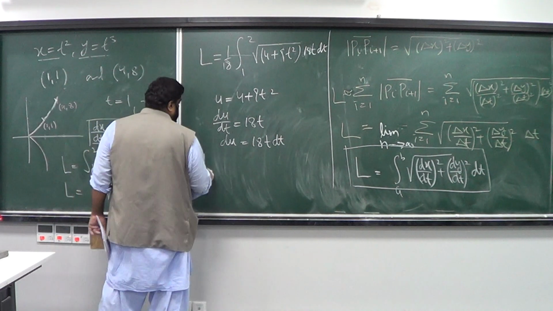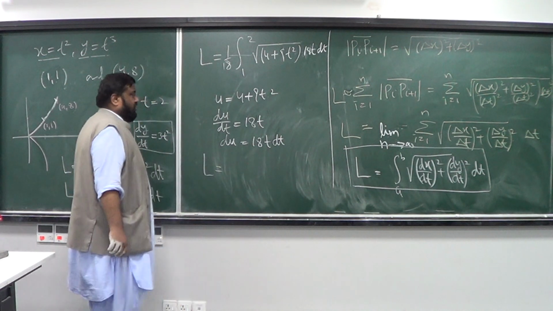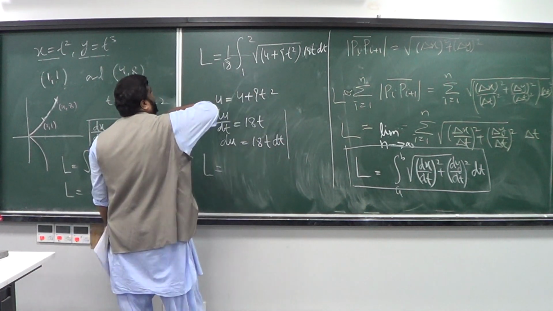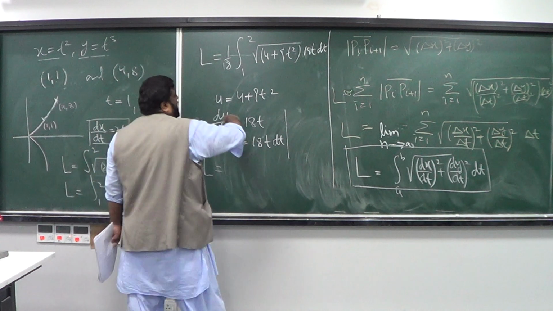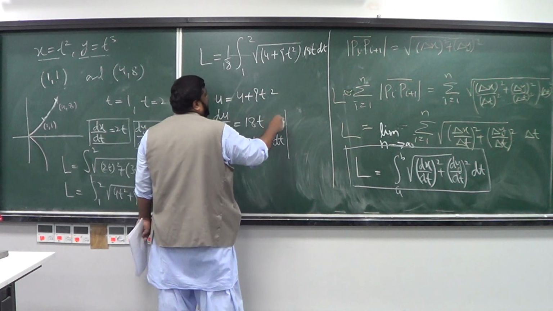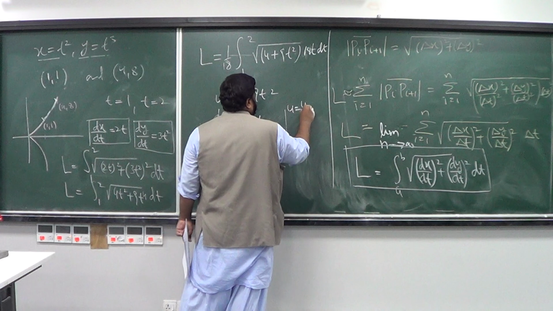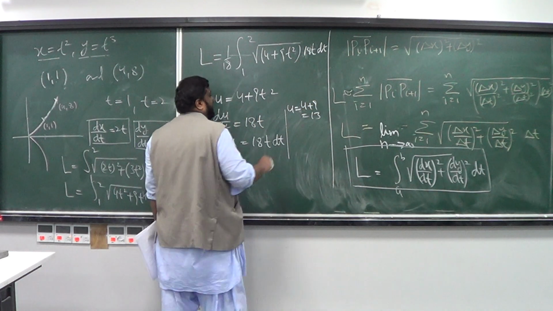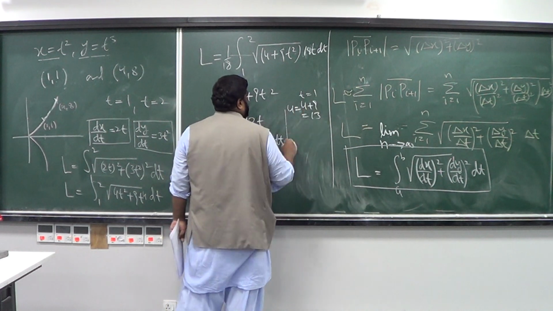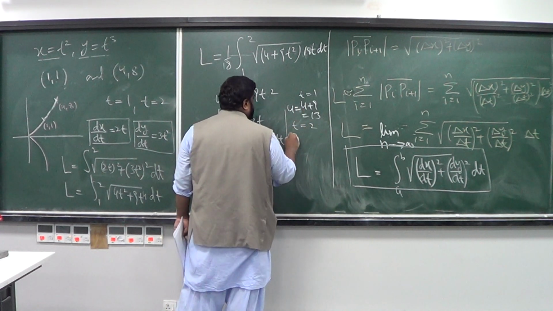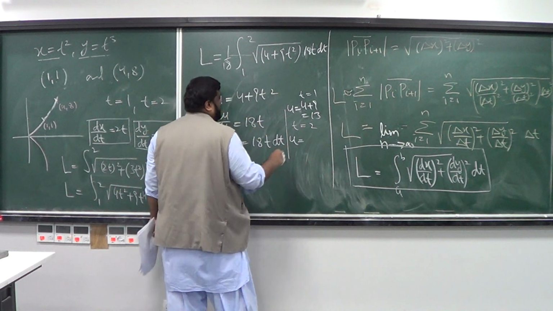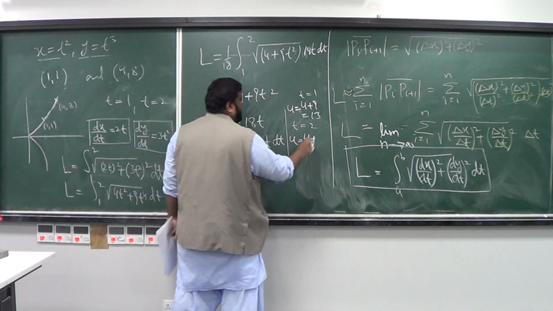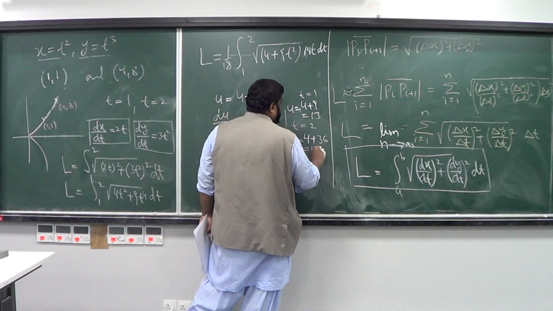So once you have this, by the way, you also need to change the limits, these 1 and 2. So if t is 1, what will u become? The u will become 4 plus 9, in other words 13, for t equal to 1. How about t equal to 2? U will become 4 plus 9 multiplied by 4, in other words 36, so it's going to be 40 actually.